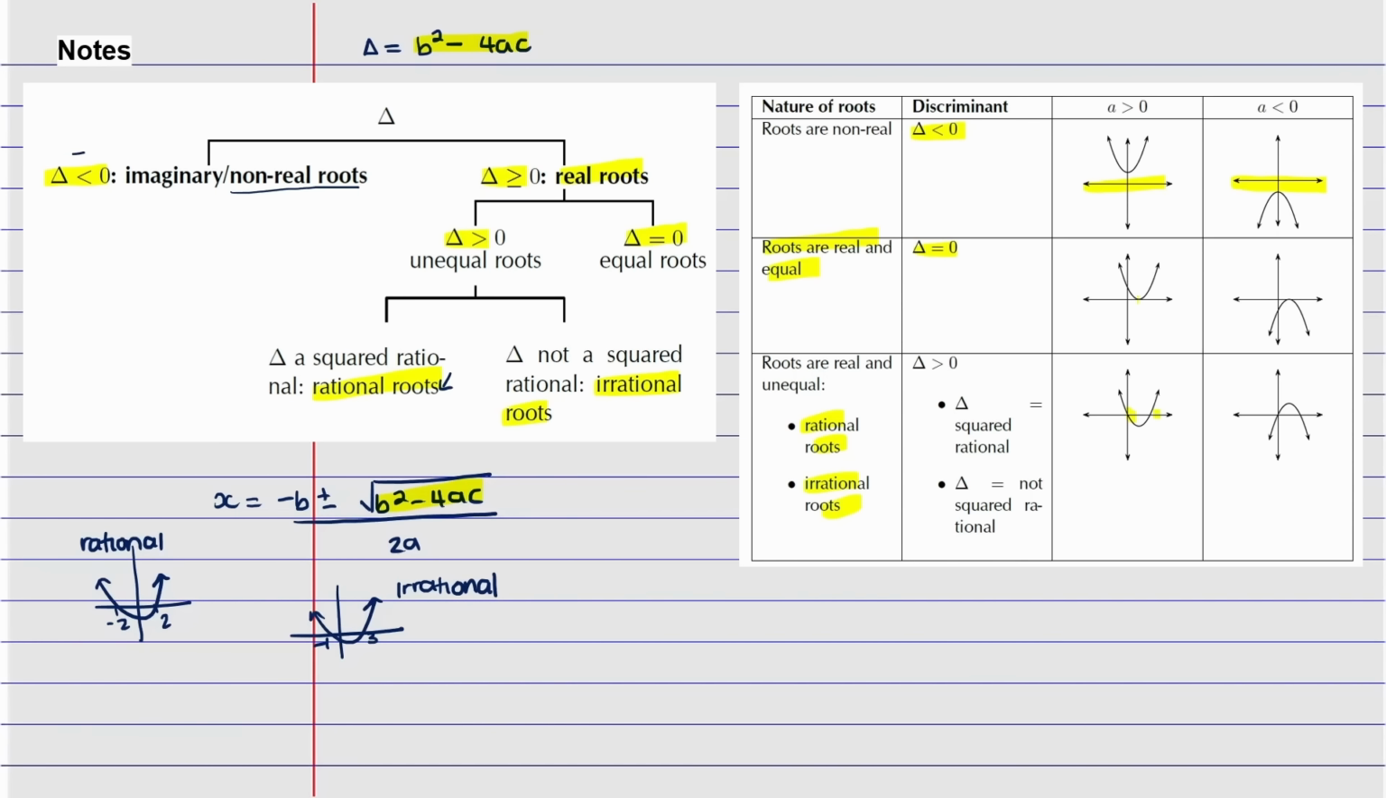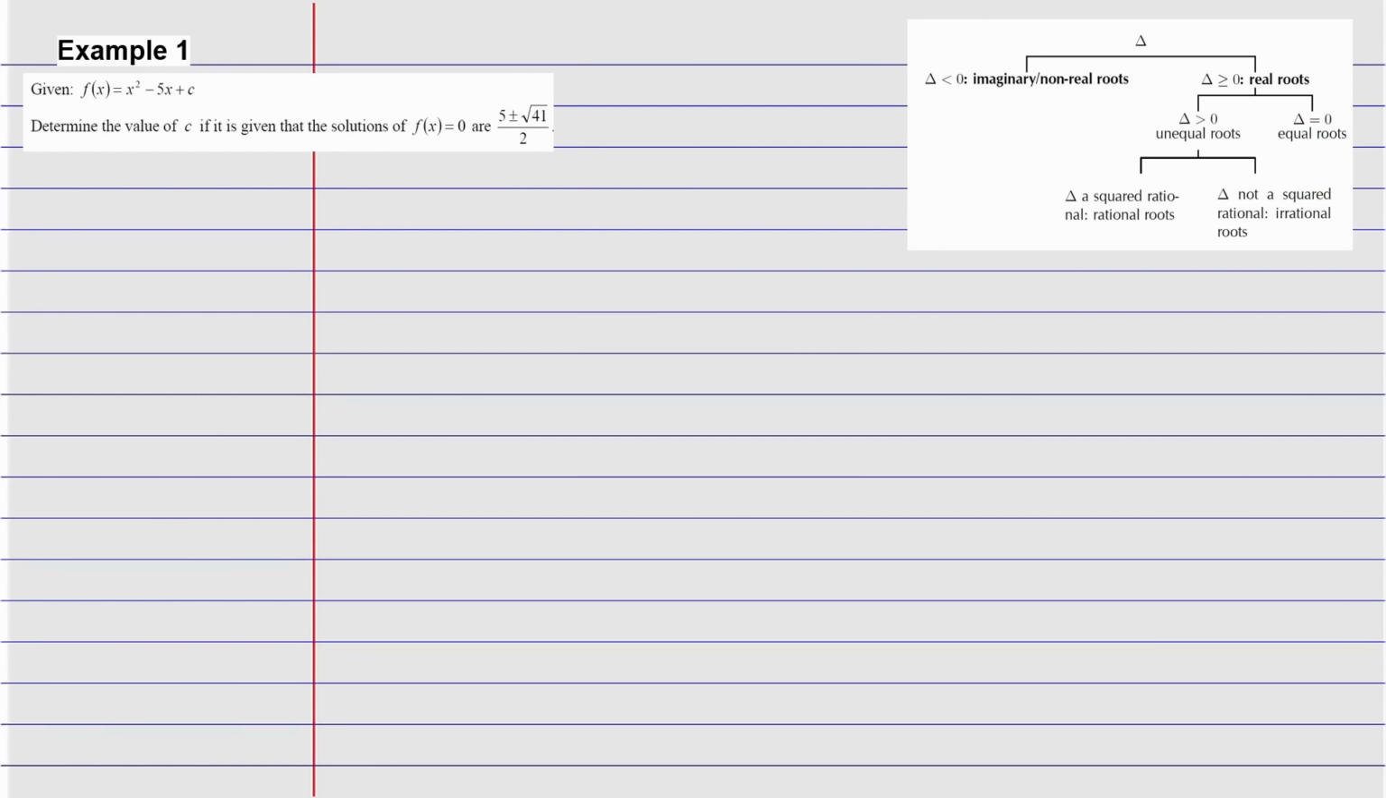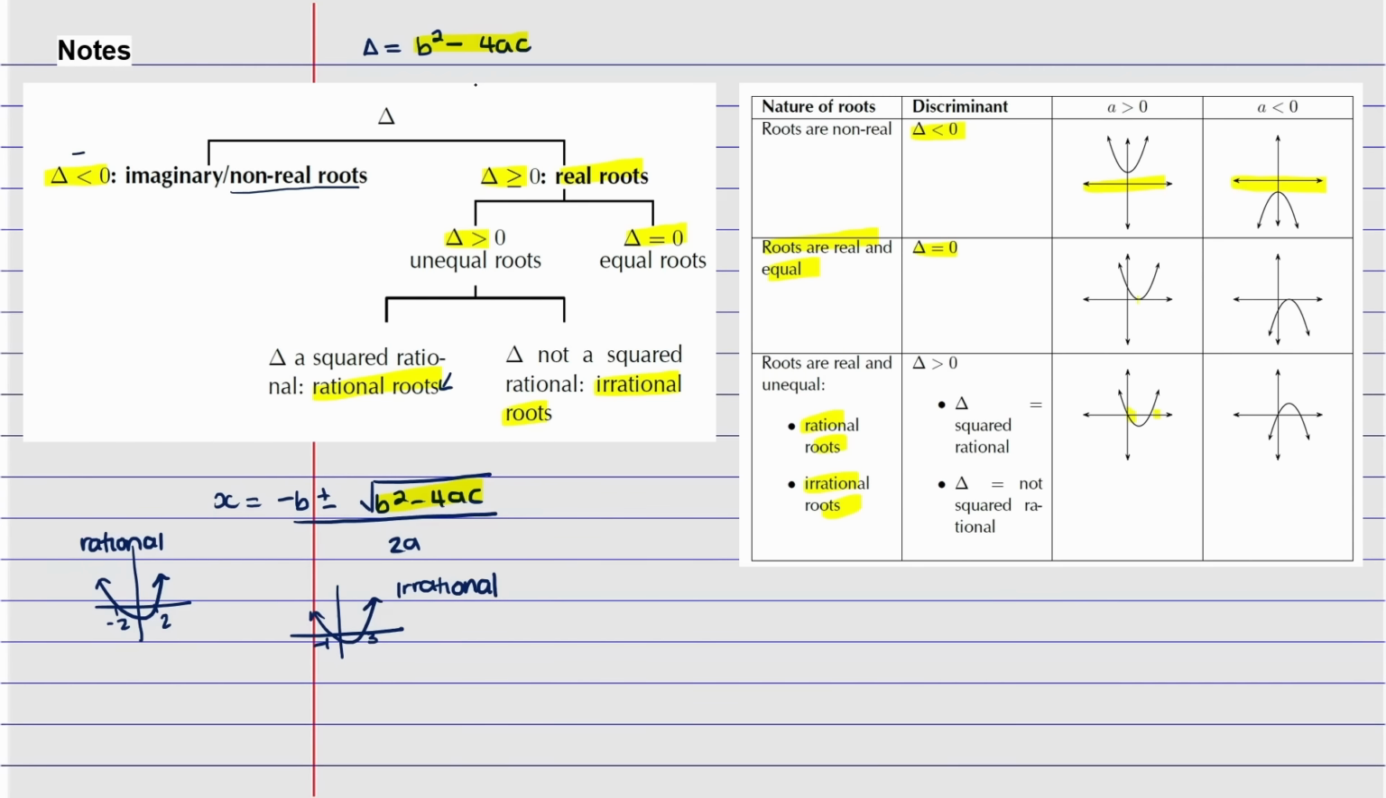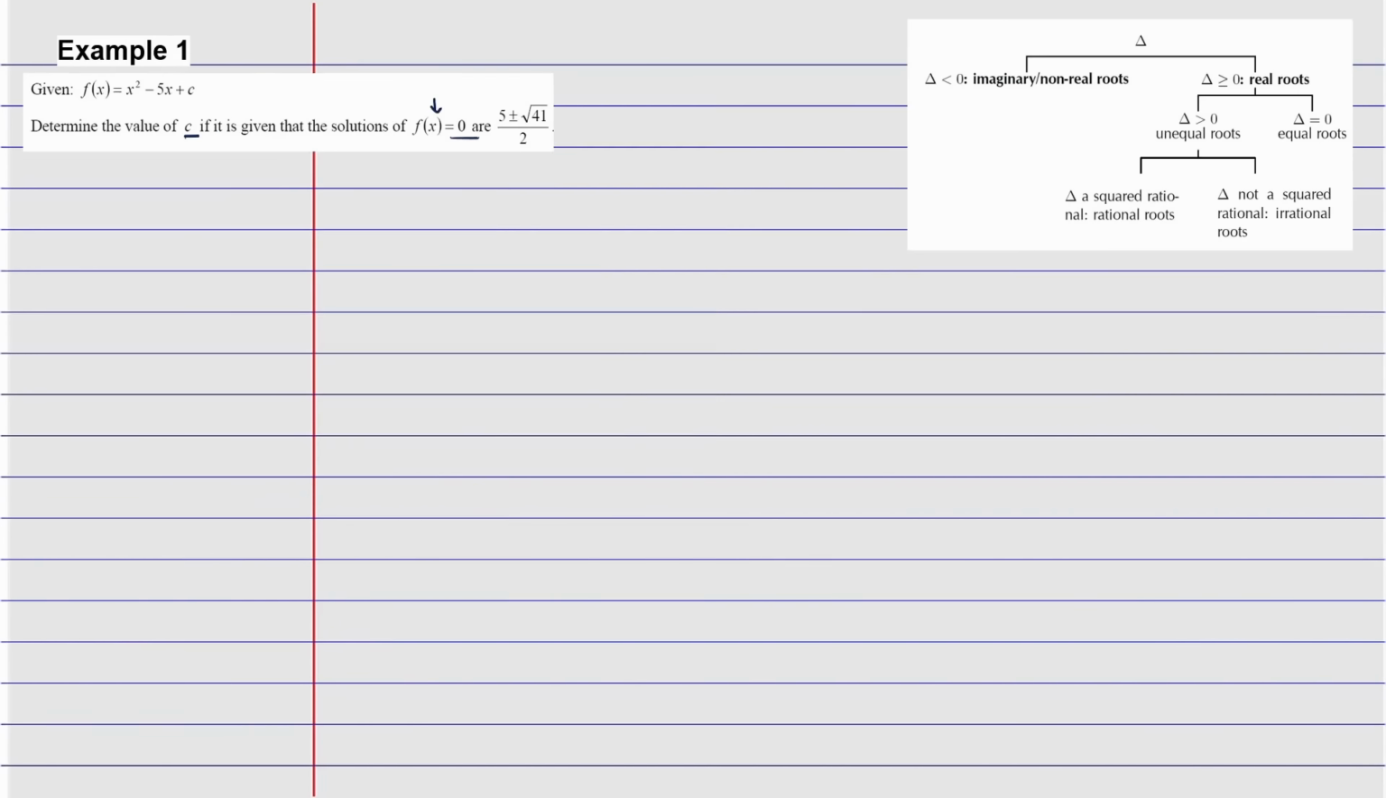on the nature of roots. So now let's do a question that contains the nature of roots. It says f of x is equal to x squared minus 5x plus c, and it says determine the value of c if it's given that the solution is, or when f of x is equal to 0, meaning we're finding the x-intercept. Because if you look closely, we've been talking about the x-intercept, when f of x is equal to 0, and we need to determine the value of c.